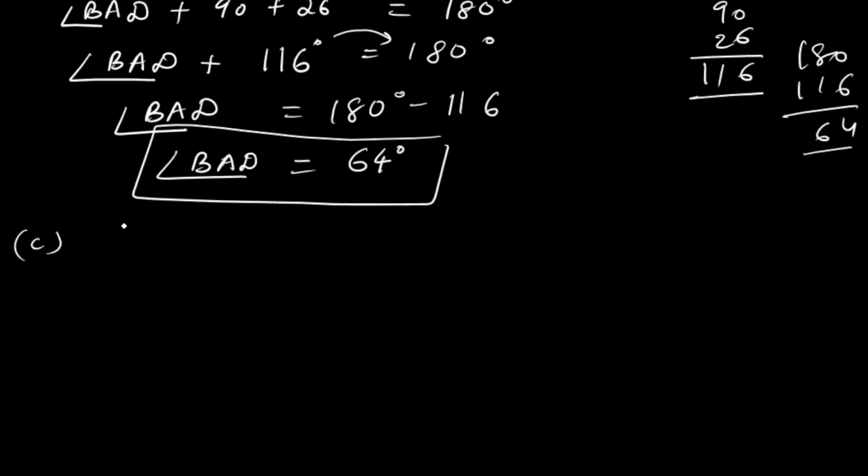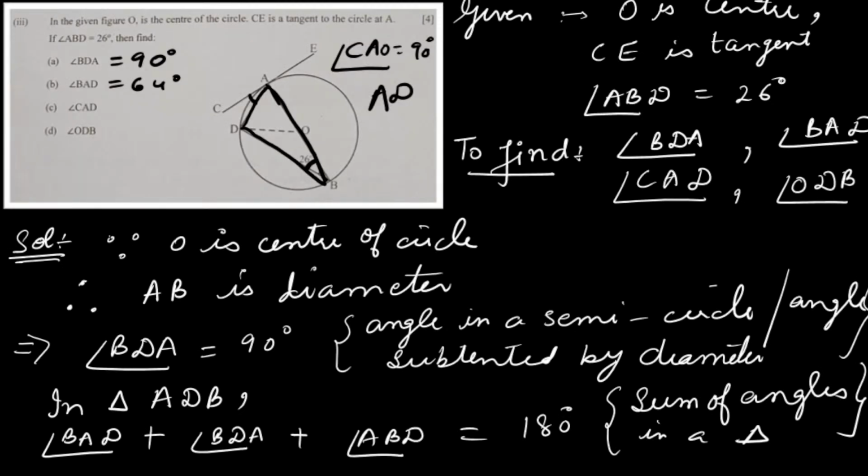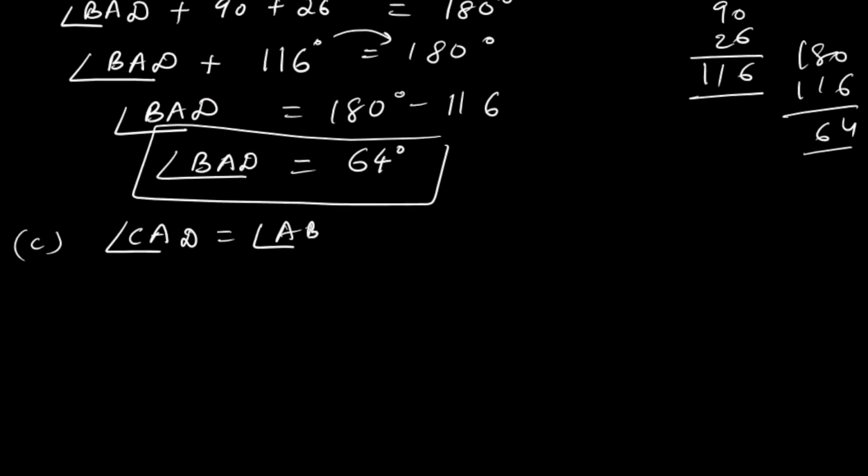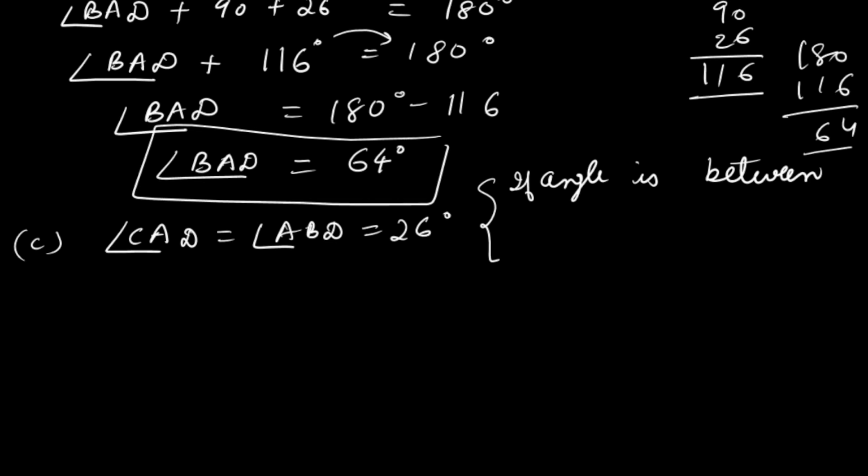So this is point C, this is angle CAD. CAD is equal to angle ABD, which is equal to 26 degrees. So the reason you have to write, make sure you write each and every reason properly.